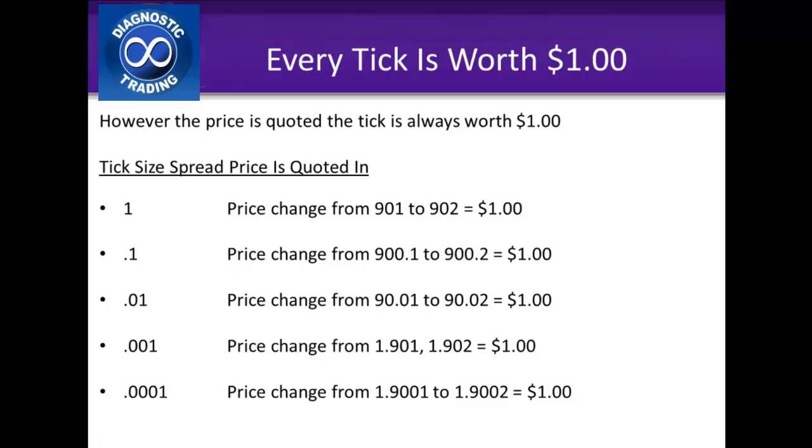And this is on every single spread on Nadex. So with a spread that's quoted such as 901, if it moves from 901 to 902, that's a 1 tick move, which would be worth $1. Or if it's 0.1, 900.1 to 900.2 would be a 1 tick move, $1. 90.01 to 90.02, that'd be a $1 move, a 1 tick move. 1.901 to 1.902, again, that'd be a 1 tick move or $1, or 1.9001 to 1.9002, again, that'd be $1.